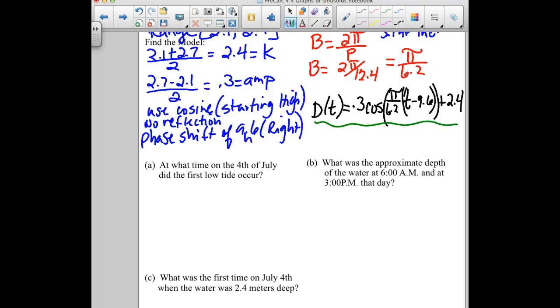It says, at what time on the 4th of July did the first low tide occur? Well, what was low tide? What depth? 2.1 meters. Could we put 2.1 meters in here for depth and solve for t? Okay, we're going to do that. So 2.1 equals 0.3 cosine pi over 6.2 times t minus 9.6 plus 2.4.